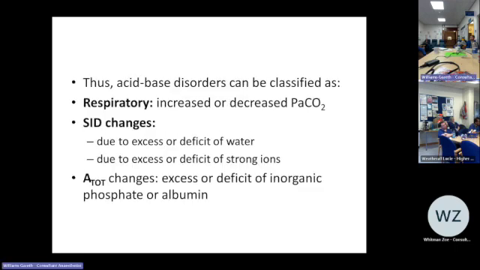I don't want to keep going on about this. So what have I said here? Acid-base disorders: respiratory from a CO2, SID changes, which is to do with either water volume change or changes in the strong ion difference, and then changes in the proteins and other inorganic buffering systems like phosphate.